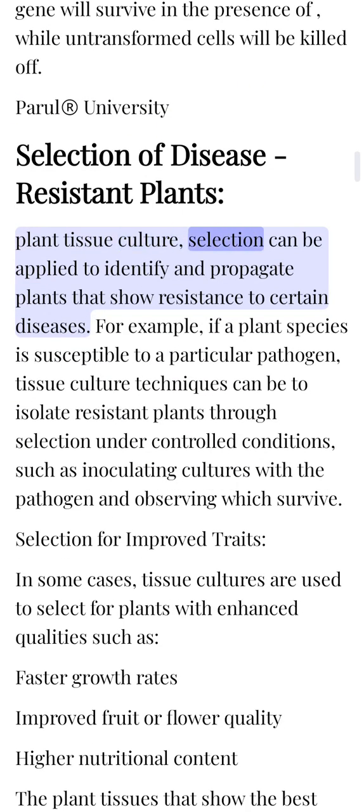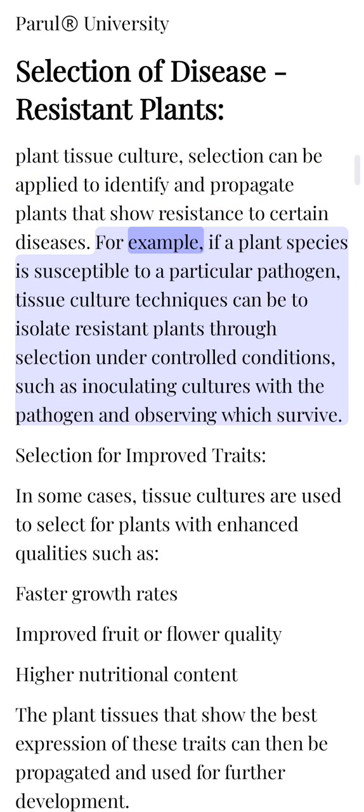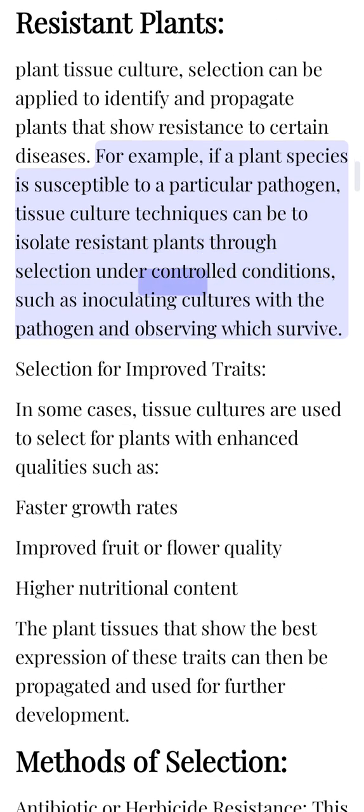Selection of disease-resistant plants in plant tissue culture: selection can be applied to identify and propagate plants that show resistance to certain diseases. For example, if a plant species is susceptible to a particular pathogen, tissue culture techniques can be used to isolate resistant plants through selection under controlled conditions, such as inoculating cultures with the pathogen and observing which survive.